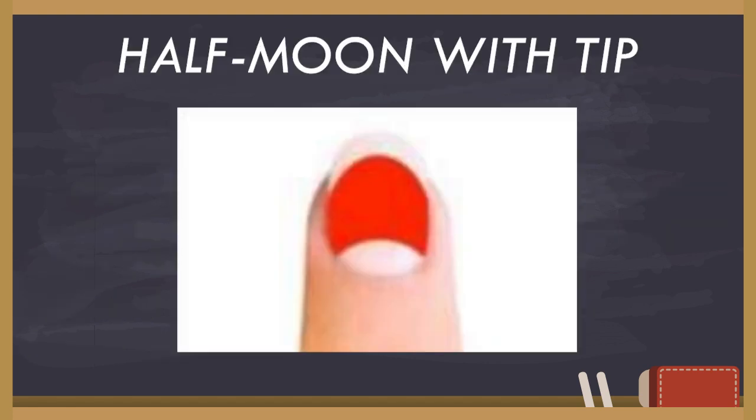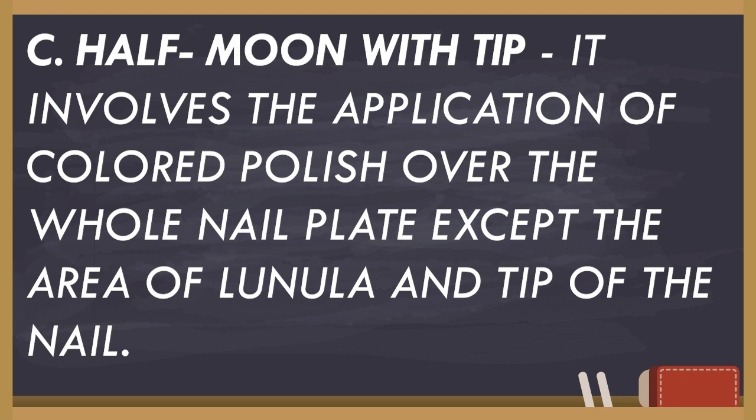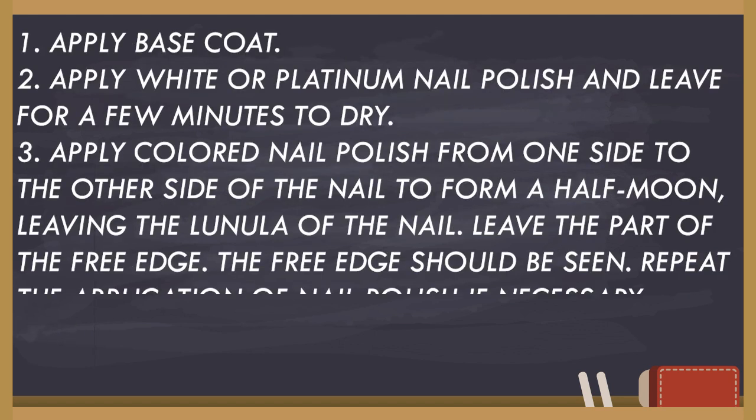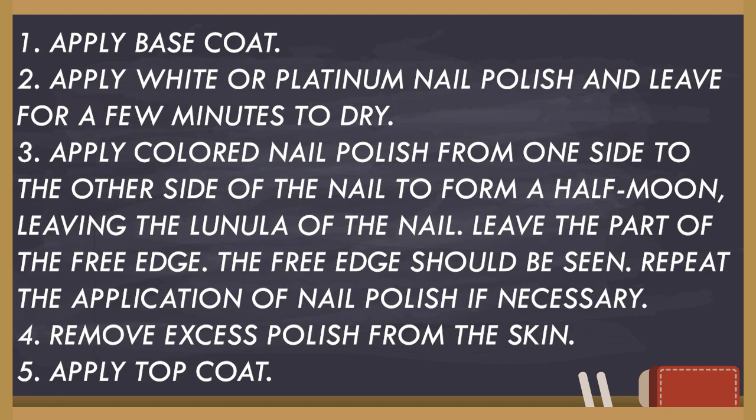Half Moon with tip. It involves the application of colored polish over the whole nail plate except the area of the lunula and tip of the nail. These are the steps. Apply the base coat as usual, apply white or platinum nail polish and leave for a few minutes to dry, and apply colored nail polish from one side to the other side of the nail to form a half moon, leaving the lunula of the nail. Leave the part of the free edge. The free edge should be seen. Repeat the application of nail polish if necessary. Next, remove excess polish and apply the top coat.